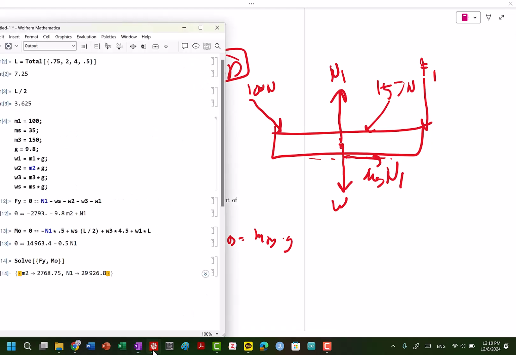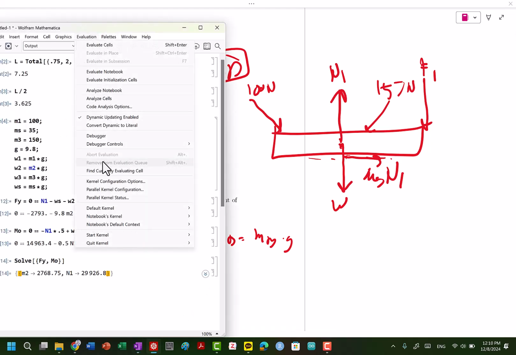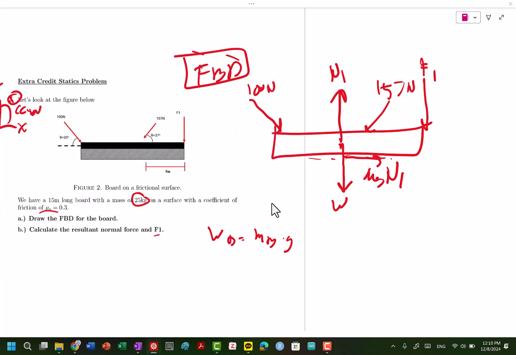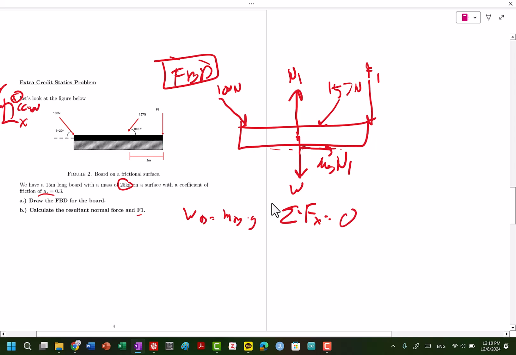So we're going to go quit the kernel. Oh, and actually, before we do that, let's go ahead and write out our equations. So we need the sum of the forces in the x direction must be equal to 0. Now, we have this inclined angle here, so we need to calculate what is the x component and what is the y component.